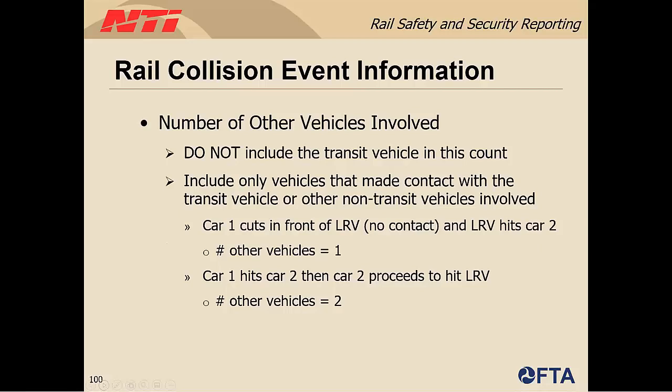Now we're going to look at a couple of examples for how many other motor vehicles to include in your collision with other vehicles. As you can see here, if car 1 cuts off the LRV, but no contact is made, and then the LRV goes on to hit another car, car 2, then the number of vehicles to report would be 1, because only that second car had contact. If car 1 hits car 2 and then proceeds to hit the LRV, then the number of other vehicles to report would be 2, since both car 1 and car 2 had contact in the event.